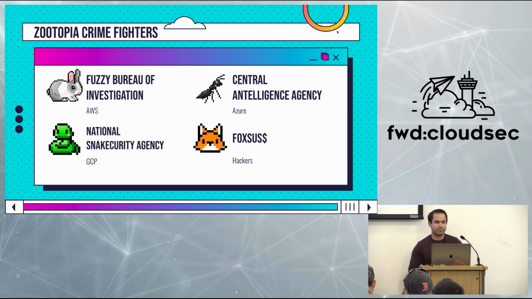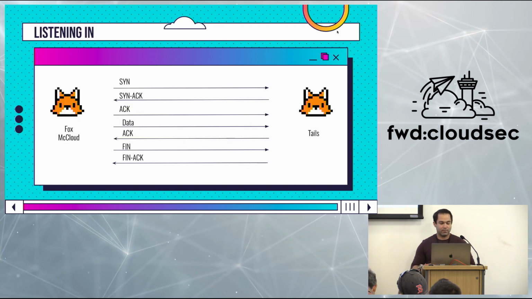So, crime in Zootopia. We have three major crime fighters who help us out when fighting crime. We have the Fuzzy Bureau of Investigation, or AWS, the Central Intelligence Agency, or Azure, and the National Snake Security Agency, or GCP. And all of them are going after this group of hackers called Foxes. Foxes like to use the internet to do their communications, and the intelligence providers allow us to listen in on some of these comms.